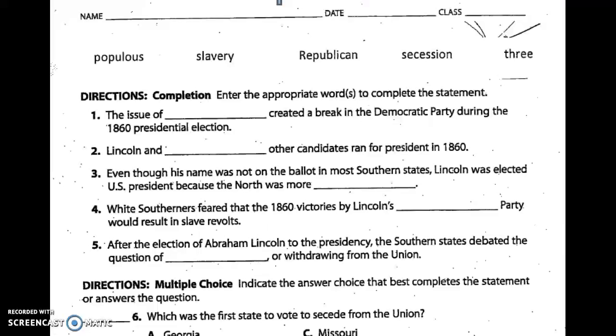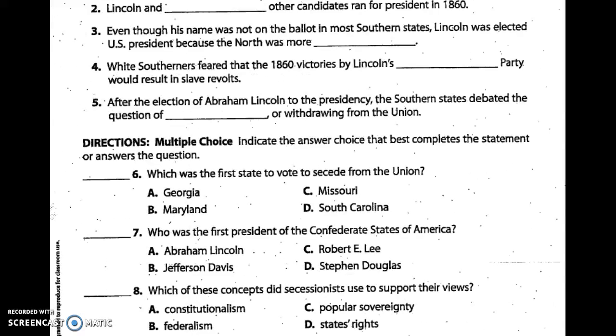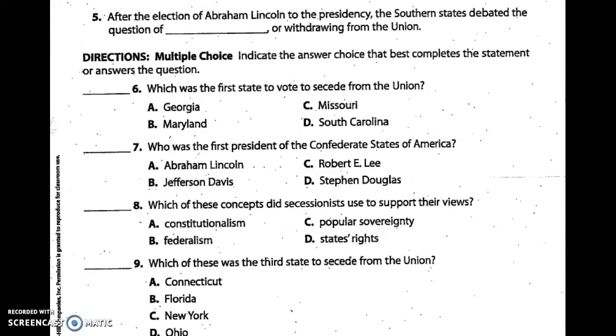And number 5, after the election of Abraham Lincoln to the presidency, the southern states debated the question of blank, or withdrawing from the Union. The next section is multiple choice.